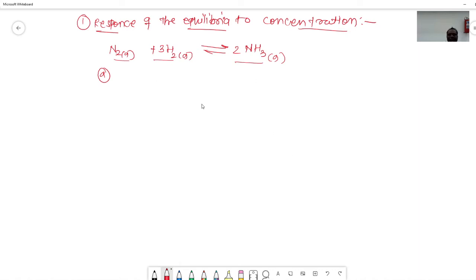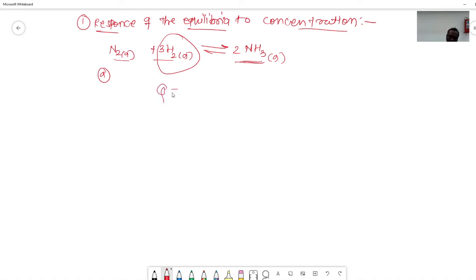If you change the concentration, if you add the hydrogen in this case, if you add the reactant molecule as the hydrogen, then what will happen? Obviously, the concentration of hydrogen as well as nitrogen increases, which results in the forward reaction. That can be explained by Le Chatelier's principle by calculating the Q value.